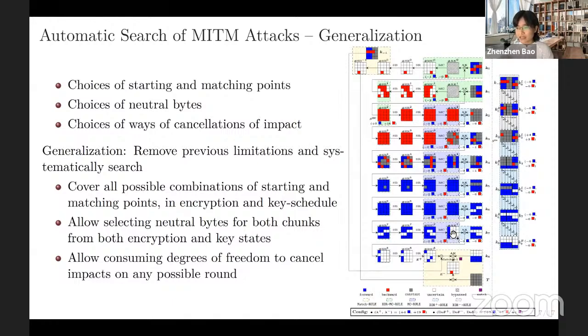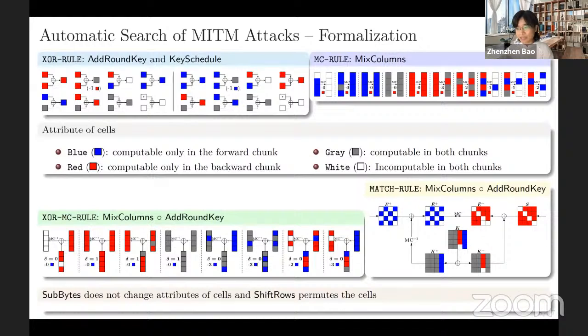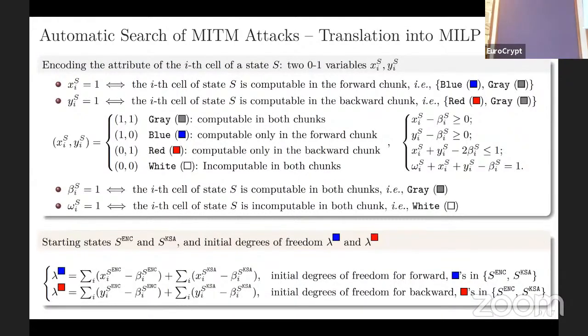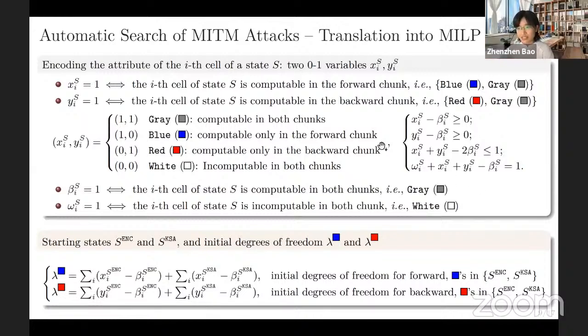We formalized the attack configuration using explicit defined rules, including how the attribute of cells propagates through various round operations and how to do partial matching. We then translate the formalized attack configuration into mixed integer linear programming models, reducing the searching for the best attack into solving optimization problems under constraints in MILP.